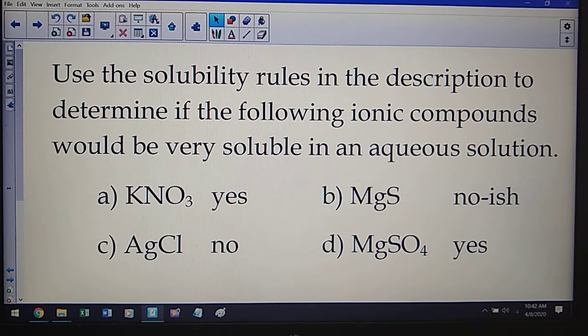C, silver chloride. No, that's rule number 3. Most chlorides do dissolve, but silver chloride is an exception, an important exception. And D, magnesium sulfate. Well, yes, magnesium isn't really an issue here, but sulfate is in one of the rules, and again, most sulfates do dissolve, so this would likely be very soluble in water.